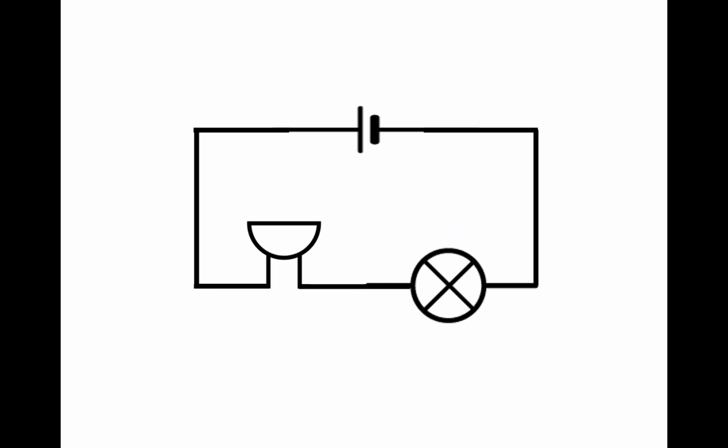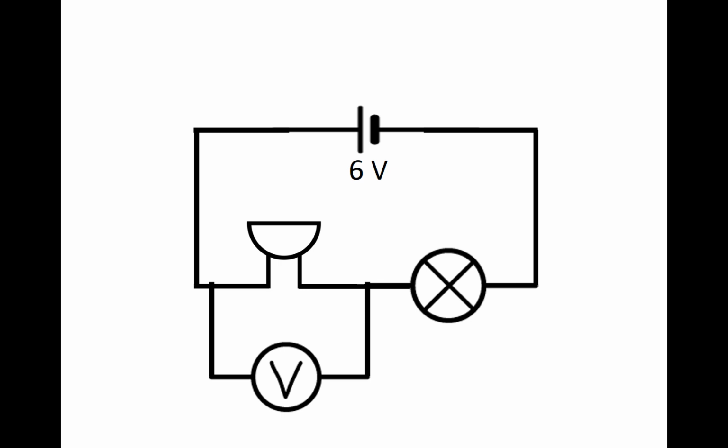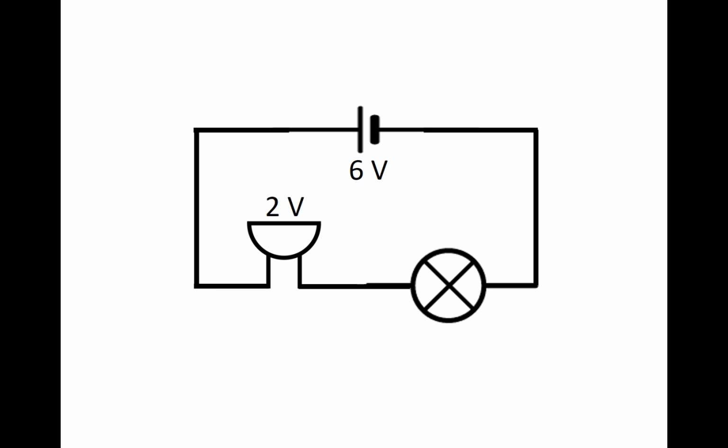If we consider a similar circuit, we don't want to assume that the potential is always shared equally. In this case, the potential across the cell is 6 volts, but across the buzzer, we may find that the potential is only 2 volts. That means the potential across the bulb must be 4 volts. That is, the 6 volts across the cell is equal to the 2 volts plus the 4 volts across the two components. Again, we see that the potential difference across the cell is equal to the sum of the potential differences across the different components.